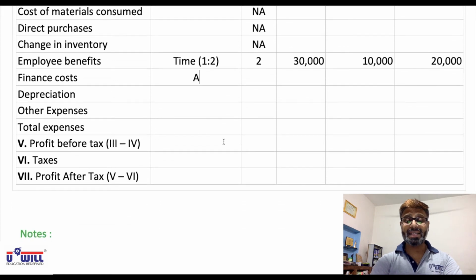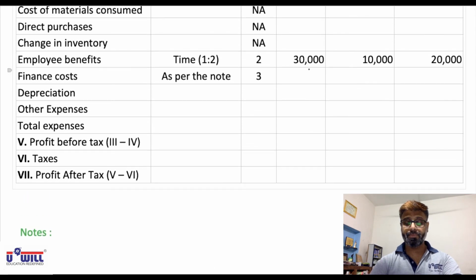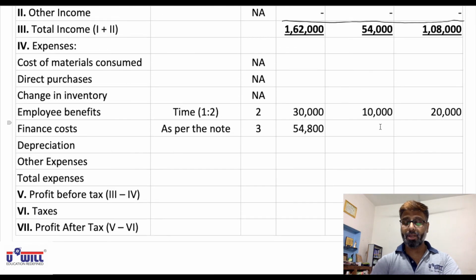Finance cost as per the note, because other different bases are there. So note number 3 directly will record 54,800 in total column. Then 23,200 in pre column, you all can see that, and 31,600 in post column. Okay, 23,200 in pre column and 31,600 in post column.